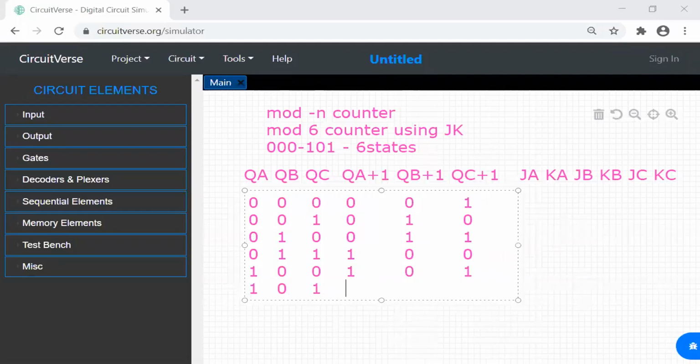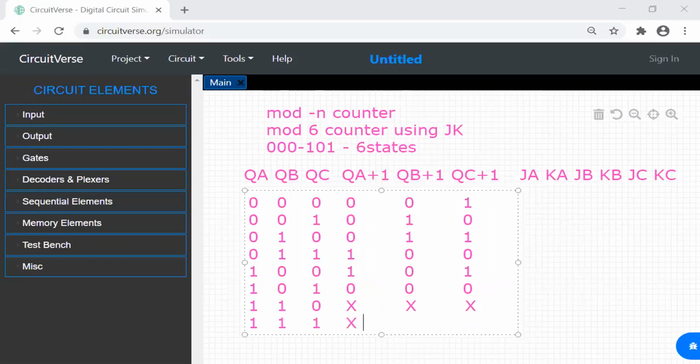The counter will count only from 0 to 5. 5 is ending here in the previous state. So once it comes to 5, it should go back to 0. So the next state will be 0, 0, 0 only. Then after 1, 0, 1, we have the next combinations in the truth table. 1, 1, 0: we don't require this at all because it goes back to 0, so this will be a don't care state. Again, for 1, 1, 1, I don't require a state, so this will also be a don't care state.